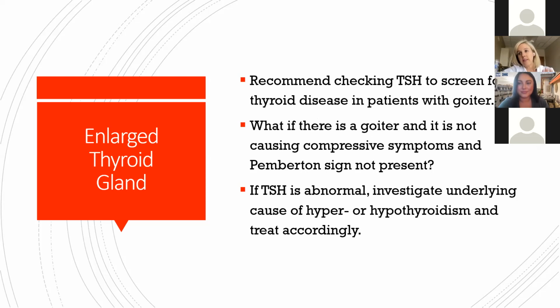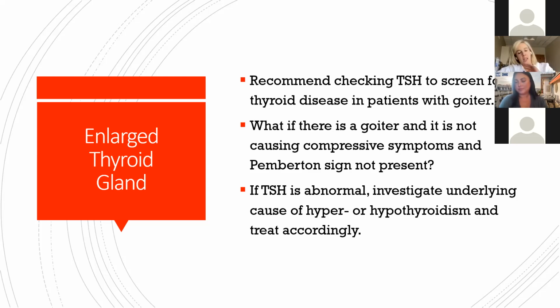So I recommend checking a TSH to screen for thyroid disease when you get a patient that you think has a goiter or has one confirmed on an image. So, what if there's a goiter and it's not causing any compressive signs and symptoms and the Pemberton isn't present? If the TSH is abnormal, you want to investigate for any underlying causes of hyper or hypothyroidism and treat those appropriately. With Hashimoto's, the chronic autoimmune thyroiditis, that typically leads to hypothyroidism.